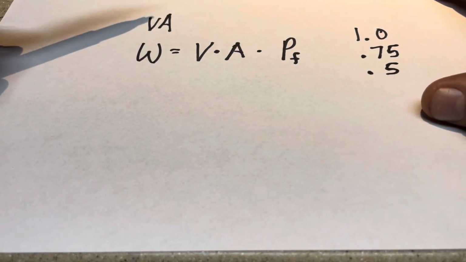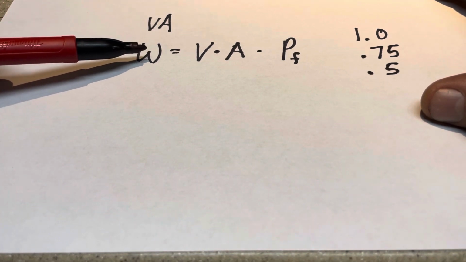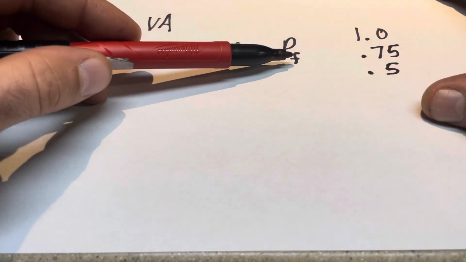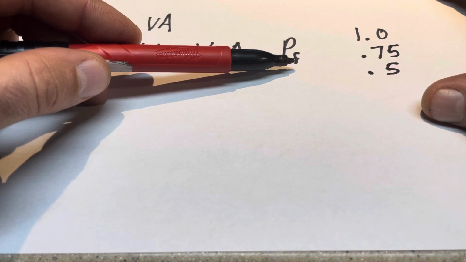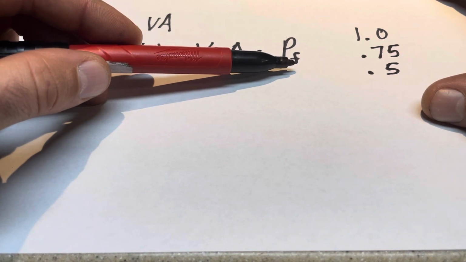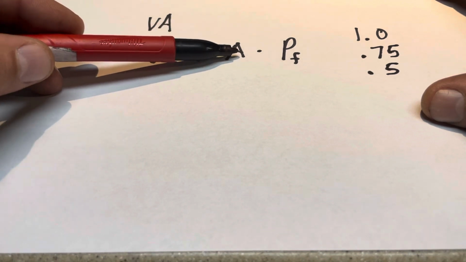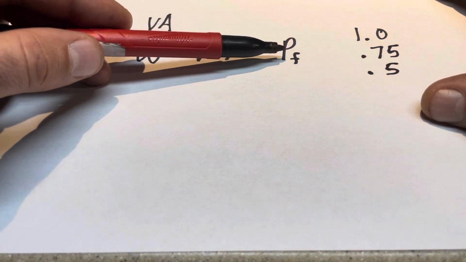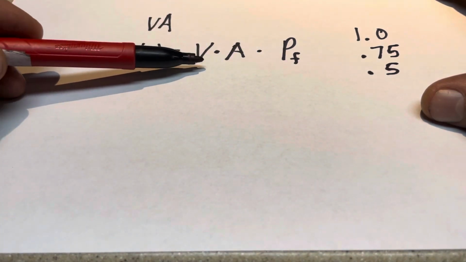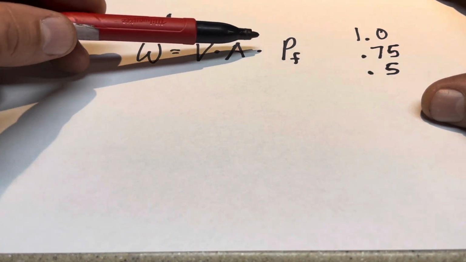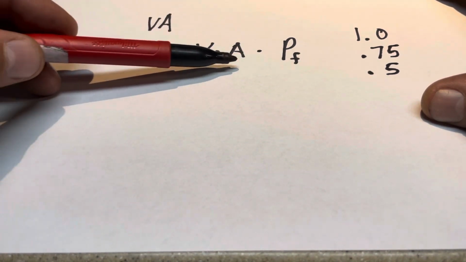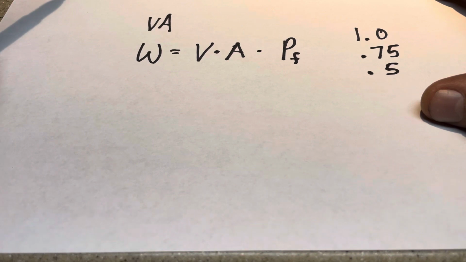Okay, so resistive loads have a power factor of 1. To get the watts, we're really just multiplying volts times amps. Because power factor is 1, we don't need to adjust this at all, right? It's just volts times amps.